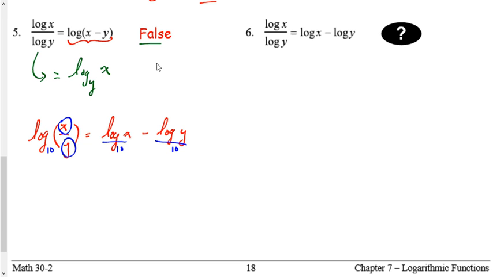Then as we look at number 6. On the left, we're dividing logarithms. On the right, we're subtracting logarithms. Again, that's a distortion of this law of logarithms. Remember, subtracting logarithms is not the same as dividing logarithms, so this is a false statement. Subtracting logarithms happens when we were dividing the powers inside the logarithm.